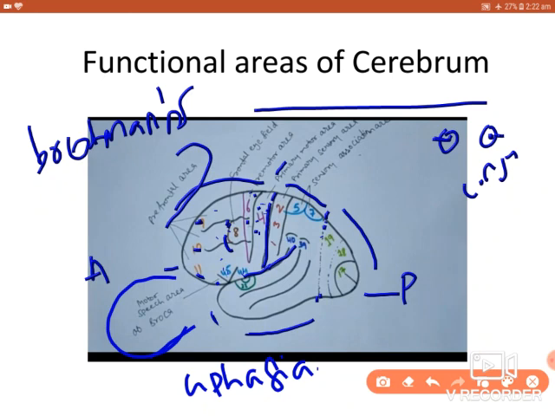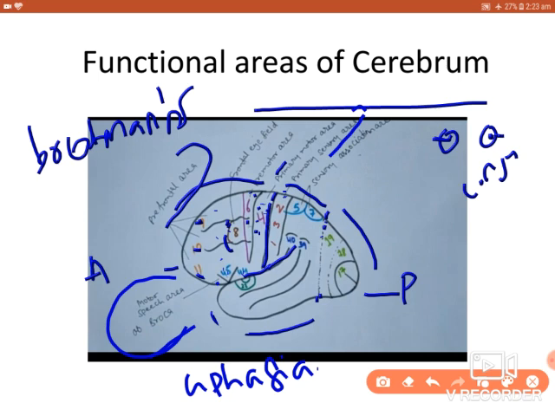Okay. Then behind the central sulcus here, this is the postcentral gyrus. There you can see area numbers 3, 2, 1. This is the primary sensory area. Okay. So in the precentral gyrus, the area number 4, that is the primary motor area. In the postcentral gyrus, area number 3 to 1, these are the primary sensory area.